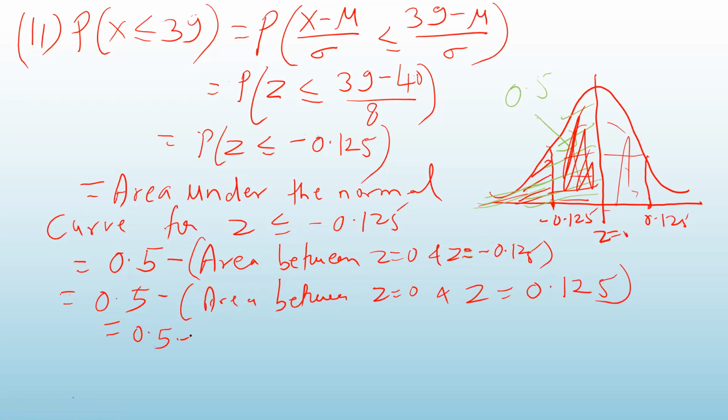So the area between z equal to 0 and z equal to 0.125 is 0.0517. This will be given to you in the exam. So let us calculate how much you are getting. 0.5 minus 0.0517. So the answer is 0.448.